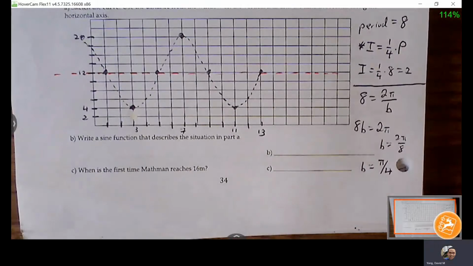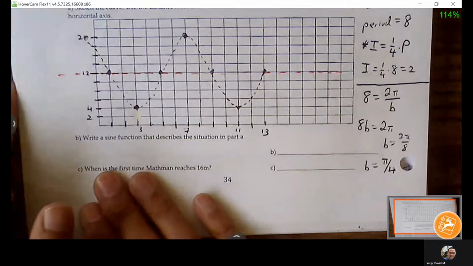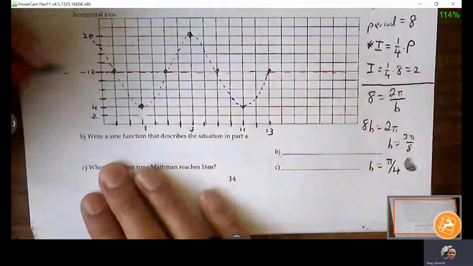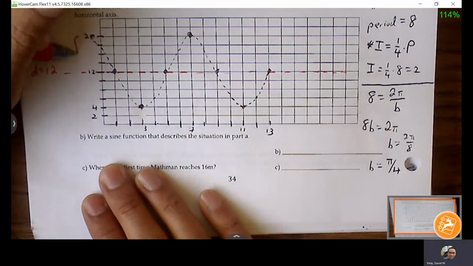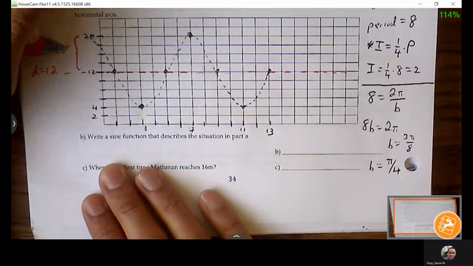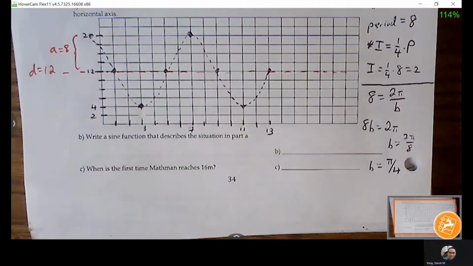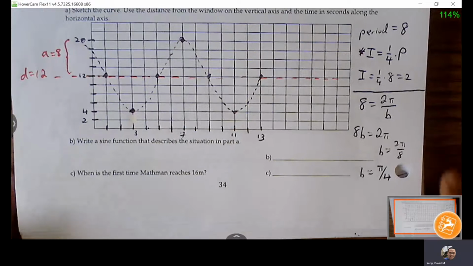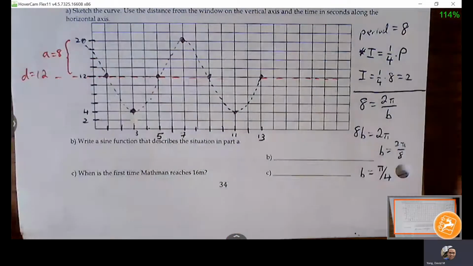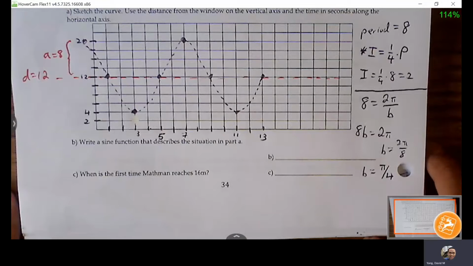Okay, b equals pi over 4. Gather our d value and our a value. Okay, do you guys see a picture of the sine graph? Okay.